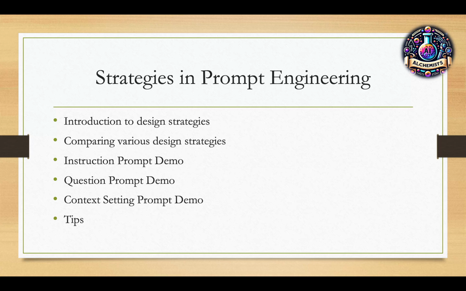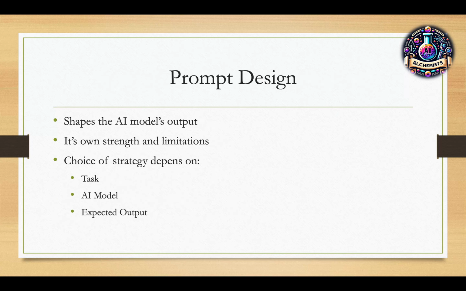And I'll give you some tips about how you can be better at it. We'll show you a lot of demos so that you will understand what I'm talking about. So prompt design basically shapes the AI model's output. It has its own strengths and limitations. The major limitations are that sometimes it would repeat whatever it's saying. Even though you tweak your prompts, it still comes back with the same responses because it has so much data, and it can't go beyond that.